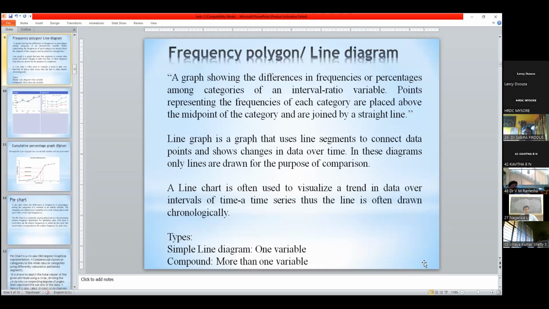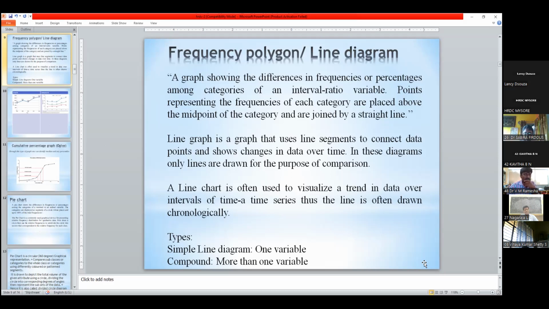Then there is the frequency polygon or line diagram. Remember, here we are showing continuity. When you talk about a frequency polygon or line diagram, the variable should be a continuous one, for example a temperature increase or decrease over a period of time. This can be used in a line graph rather than a bar diagram, because in a bar diagram we usually see discrete categories, whereas in a line diagram or frequency polygon we see continuity, because you join two points by straight lines, connecting one to the next, so there will be a beginning and an end.